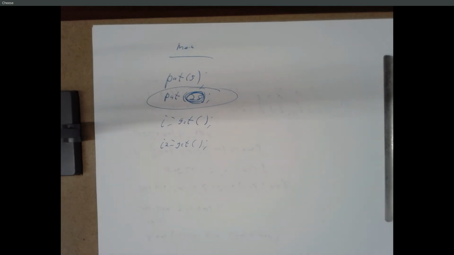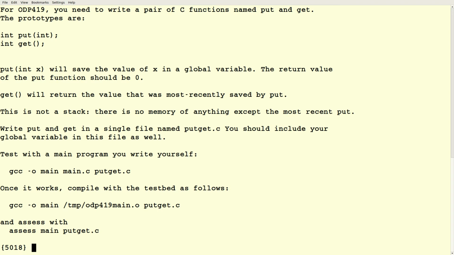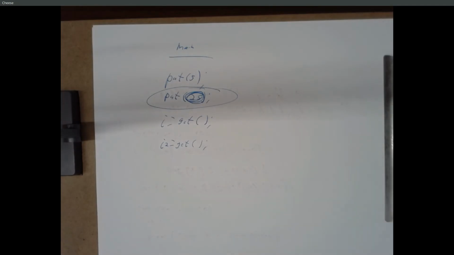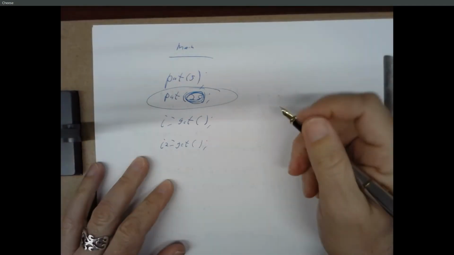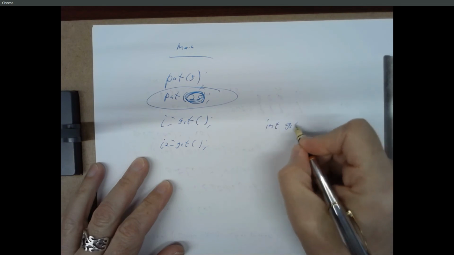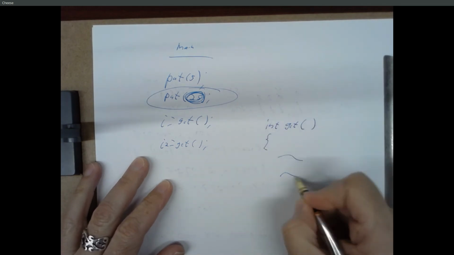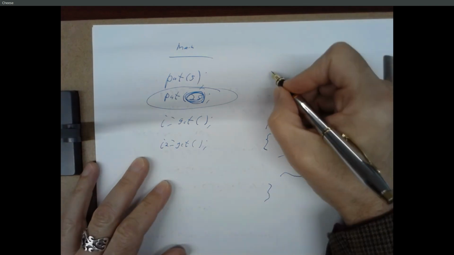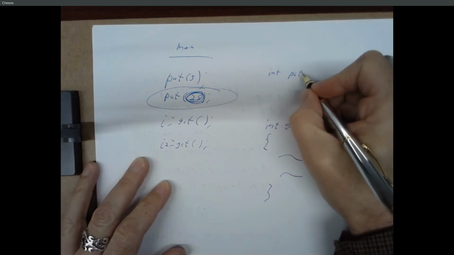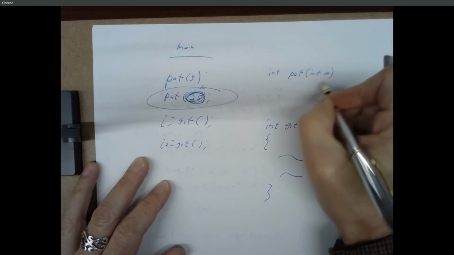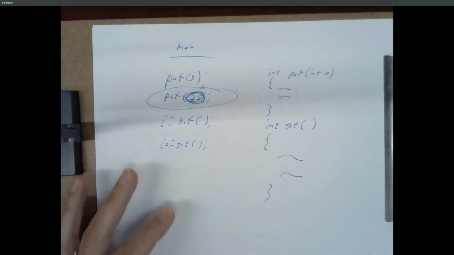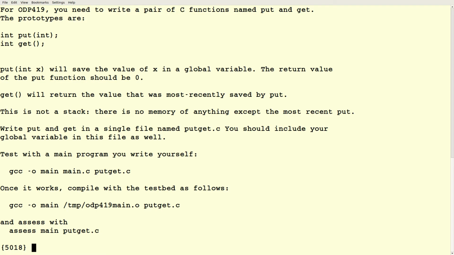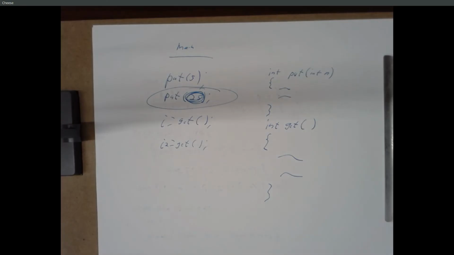So everybody clear what the intended behavior is? Right, get just returns the value that was most recently saved by put. And so to do this, you need some kind of global variable. So here's our integer get. And here's our function integer put. Maybe it takes an integer n. Right, so this is all going inside a file called putget.c.